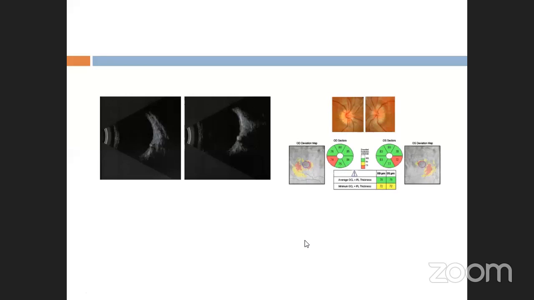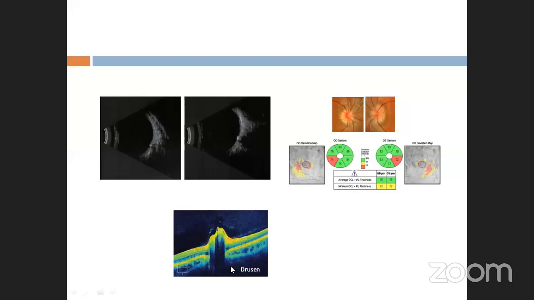And also, if you go to the OCT, we can see thinning of the nerve fiber layer instead of the thickening of the nerve fiber layer in papilledema. And also, the OCT of the optic nerve head shows elevation of the optic disc. This is a characteristic finding: finger-like processes due to reflection by drusen in the OCT scan.